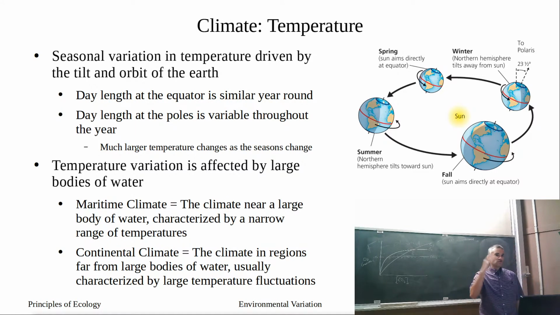Our temperature ranges are not very large. Hawaii, even more. It's surrounded by an ocean. Classic maritime climate. Unlike us, who exhibit a continental climate. We're far from any large body of water, so we don't have that regulation or moderation of temperature, and thus we see large temperature fluctuations.